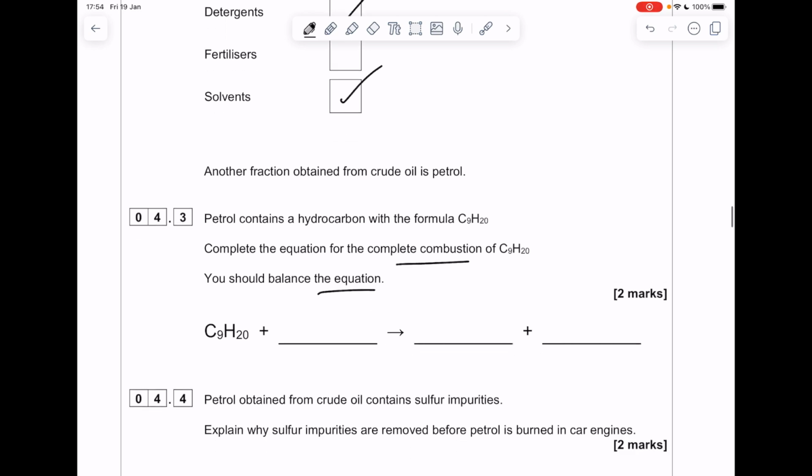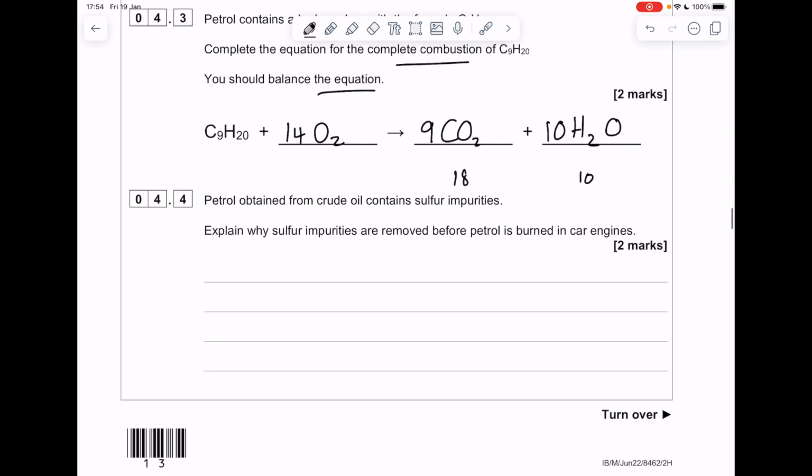Balance the equation. The key thing here is you have a plentiful supply of oxygen, meaning that you're going to make carbon dioxide and water as your byproduct. Do remember that oxygen is diatomic. The easiest thing now is to get your carbons balanced. You need a 9 here. Then get your hydrogens balanced. We have 20 here, so we need 10 here to make 20. And then sort out how many oxygens you have. You've got 18 oxygens there, 10 over there. So in total you have 28. Which means you need 14 here.